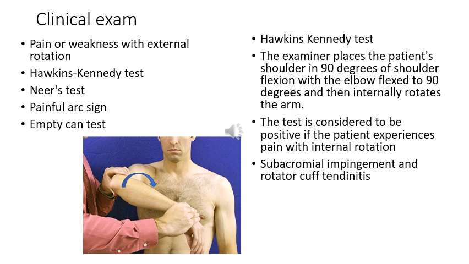Now we will just see certain clinical examination procedures or special tests that can be conducted to diagnose the various shoulder joint pathologies, including rotator cuff tendinitis or subacromial impingement, or frozen shoulder. I have already mentioned some special tests. Clinically, if you examine the range of movements, there will be pain or weakness with external rotation if the shoulder joint is involved.